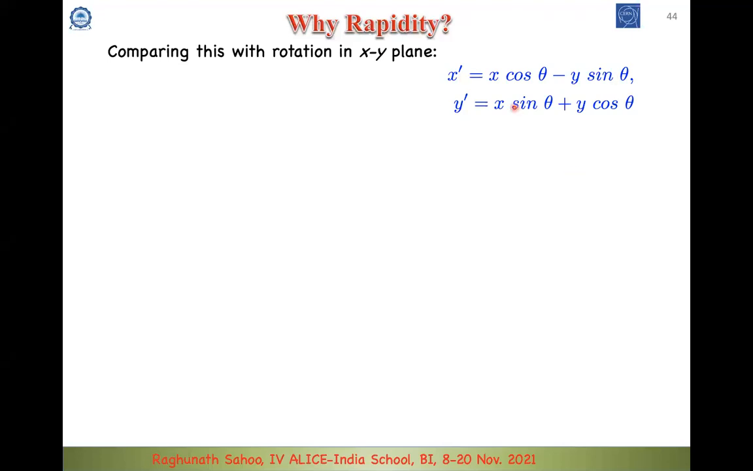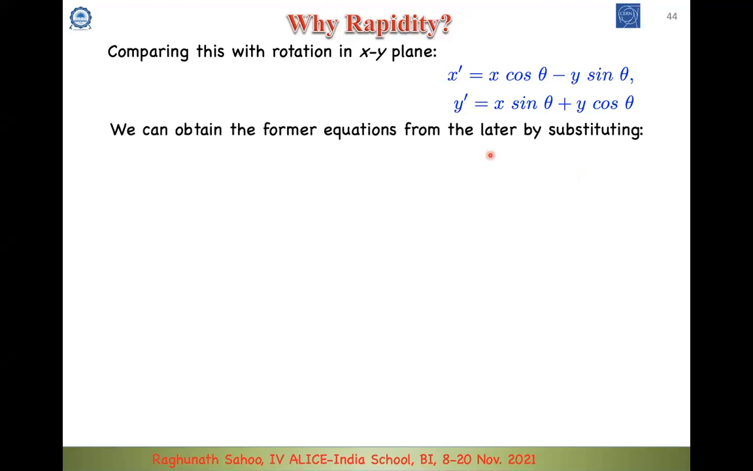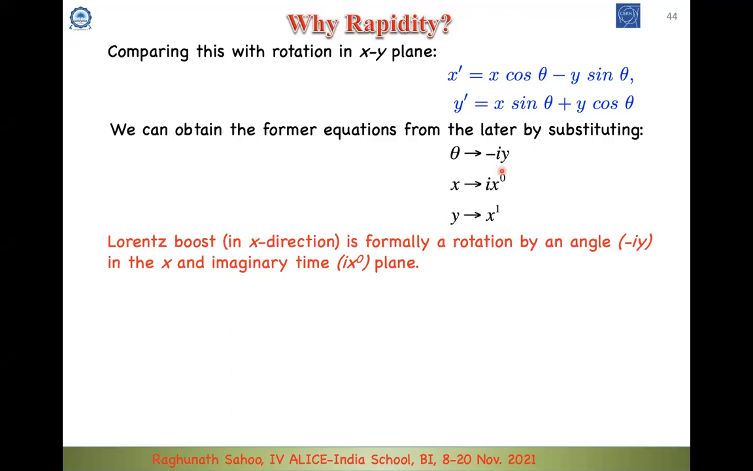And how these equations are coming, at least I know everybody knows it, but let's do it once more so that you have a direct correspondence with this new coordinate system. So we can obtain the former equations by just substituting. If I substitute theta by minus iy, x by minus I x0, and y by x1, essentially I can get these equations. That means using Lorentz boost, when I introduced rapidity y, whatever transformation equations I showed you in the last slide, that is equivalent to making these changes and relating it to the known rotation around an axis.